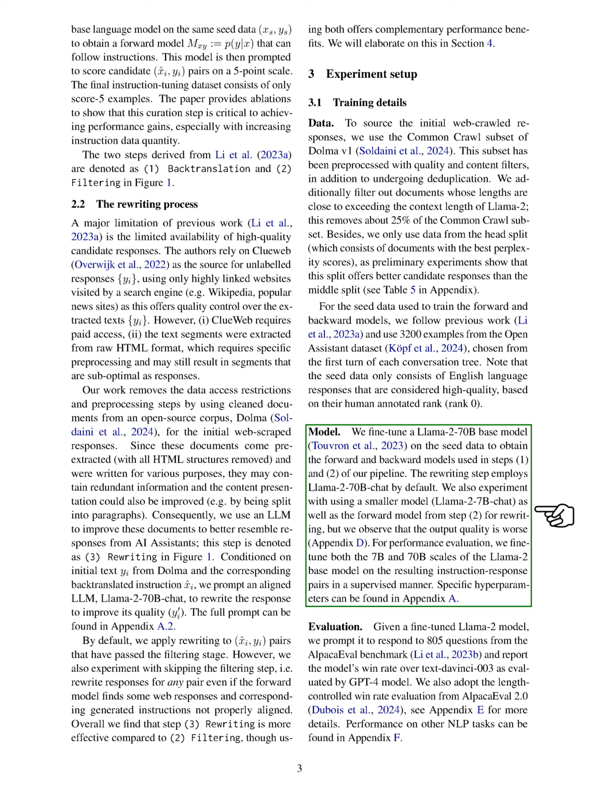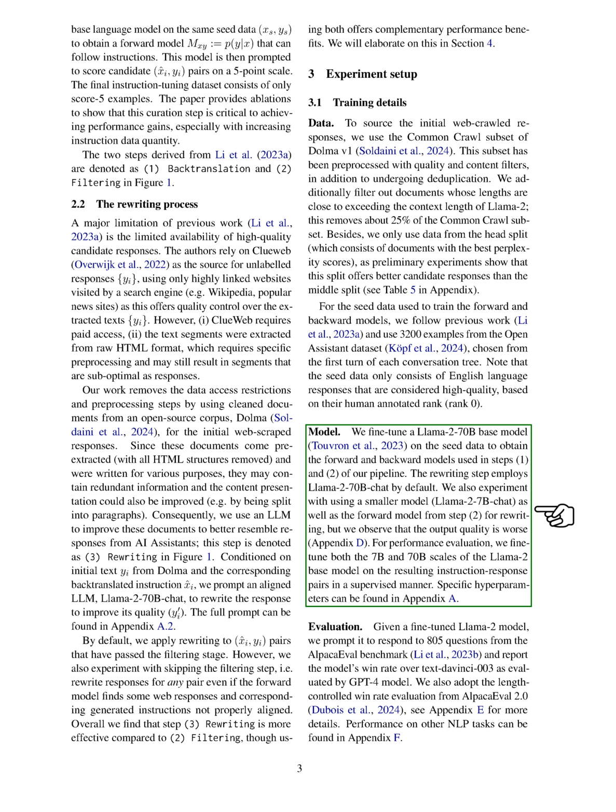We fine-tune a Llama 2-70B base model on this seed data to create the forward and backward models used in our pipeline's initial steps. The rewriting step defaults to using Llama 2-70B chat, but we also test a smaller model, Llama 2-7B chat, and the forward model from the second step for rewriting. However, we observe that these alternatives produce lower quality outputs.